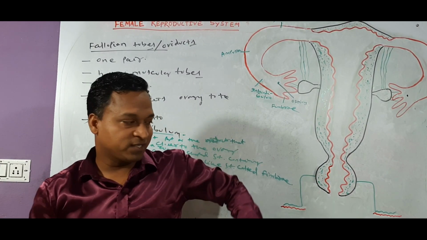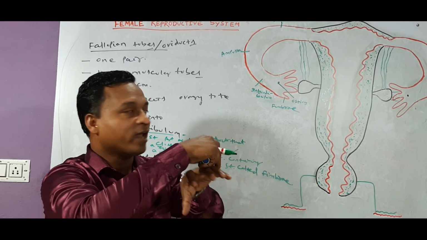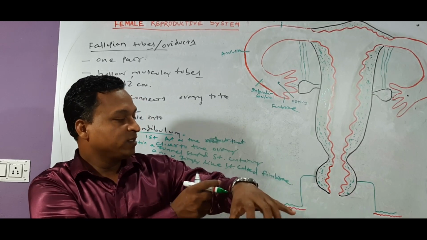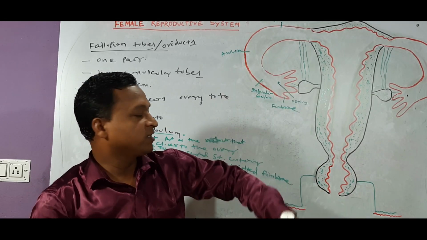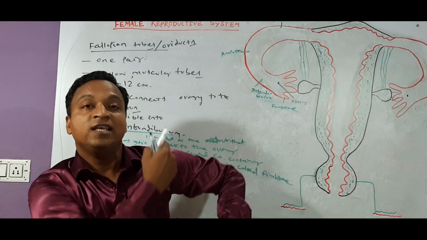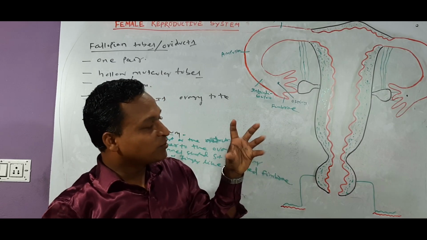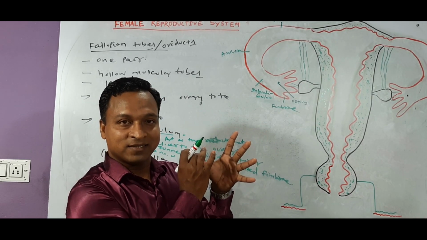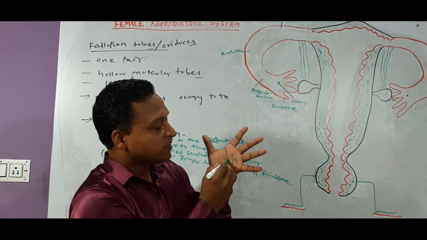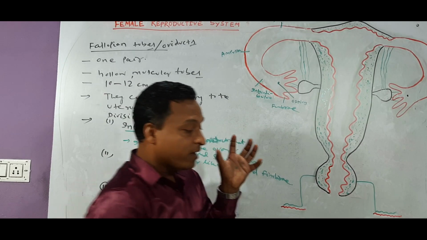This is the fallopian tube, take an example. This is the first part, infundibulum. This is the second part, ampulla. And this is the last part, isthmus. Here, a number of finger-like structures, we can call that fimbriae, which contains an opening that is called ostium.